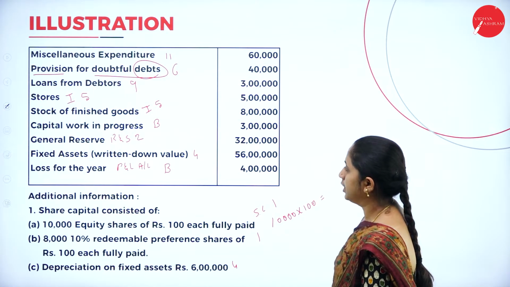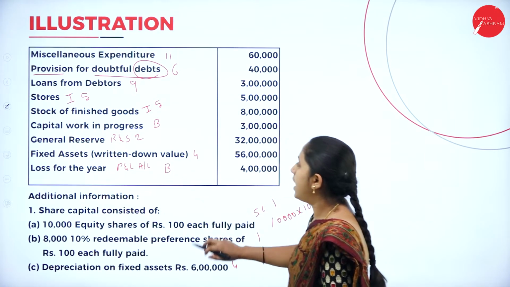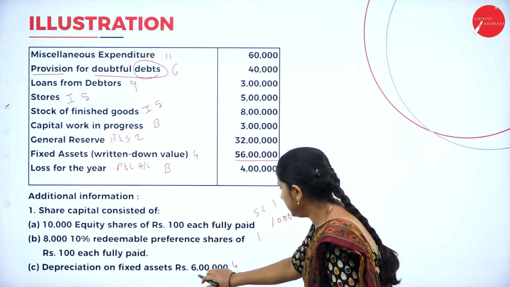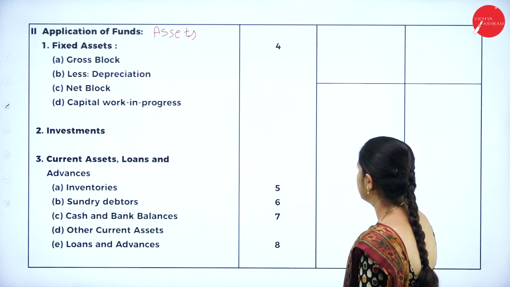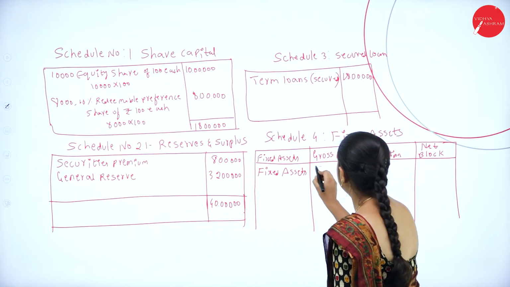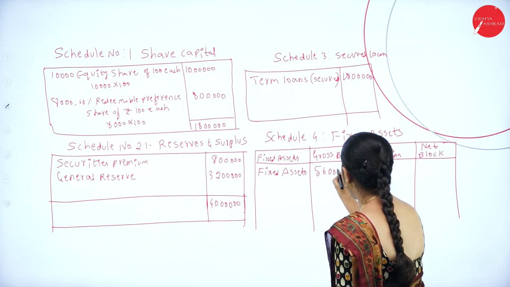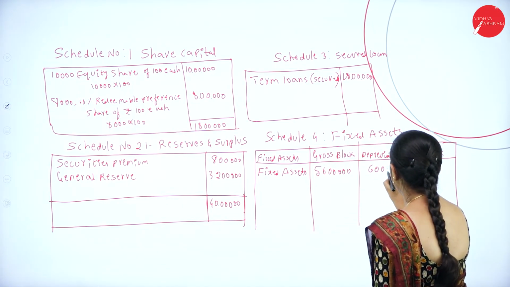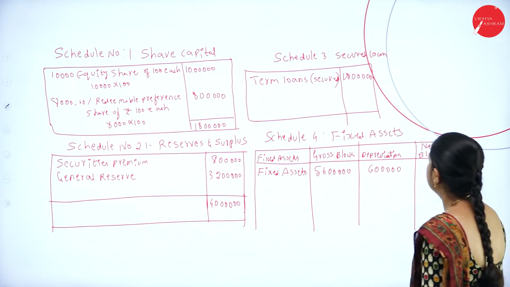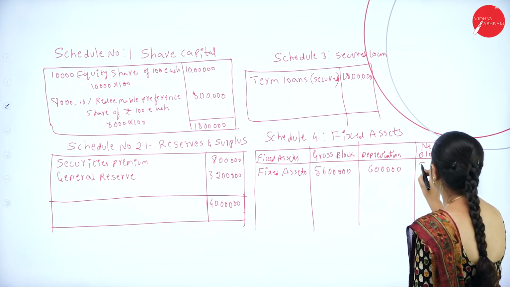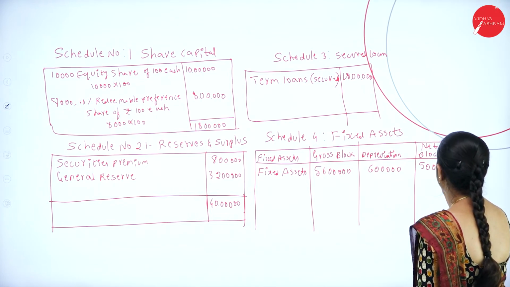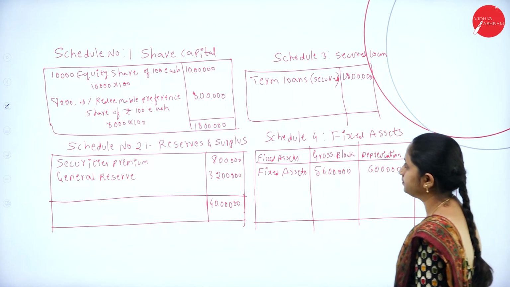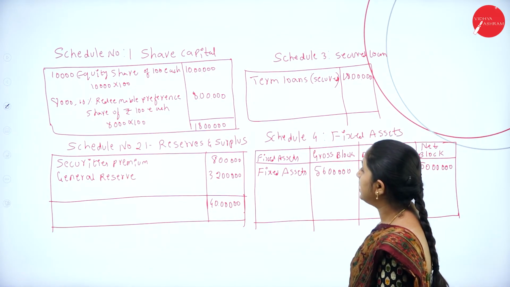So here, gross block, that is written down value, fixed assets value is 56 lakh and depreciation is 6 lakh. So write gross block is equals to 56 lakh and depreciation is 6 lakh. Now after deducting depreciation, net block is 50 lakh. So this is schedule 4. Now write in the balance sheet.